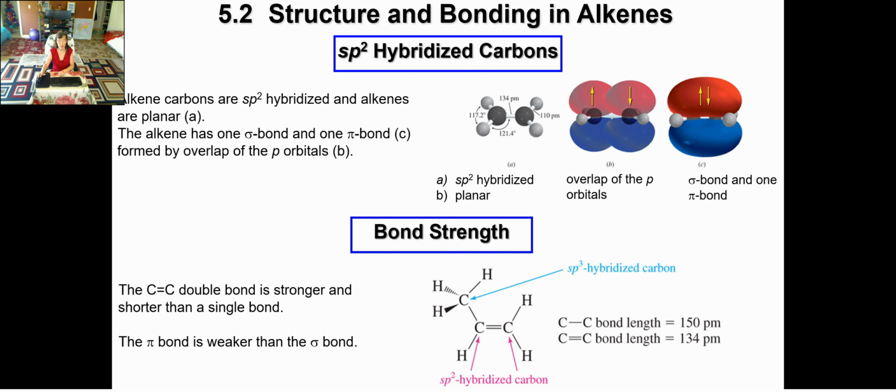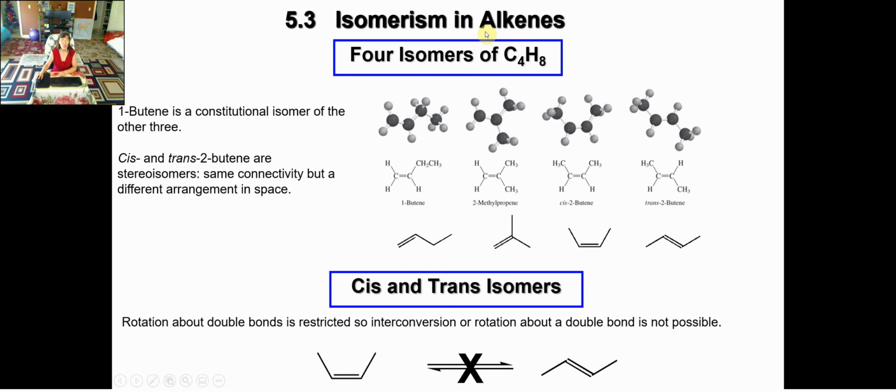And then the isomers in your alkene can be quite complicated. For example, if I have butene, it can have different isomers, totally 4 different isomers.